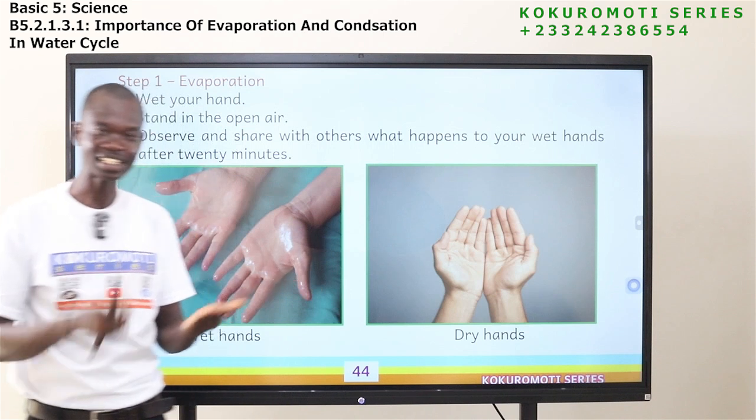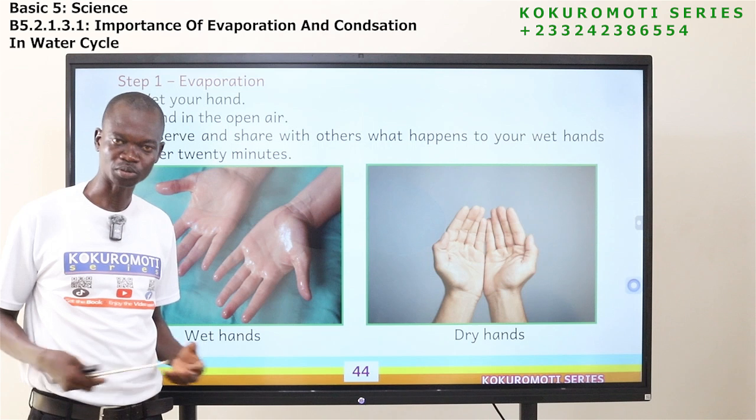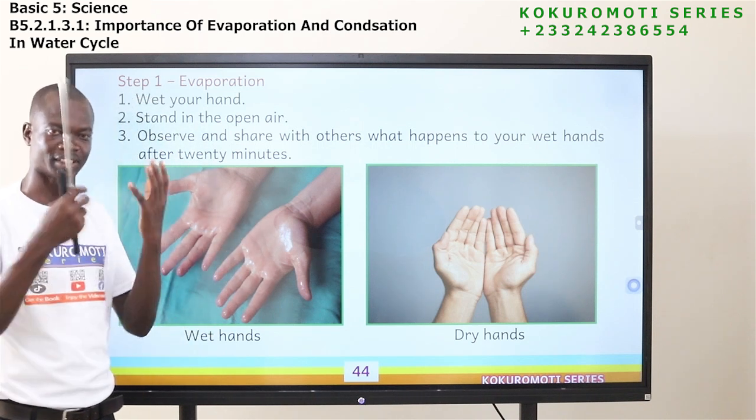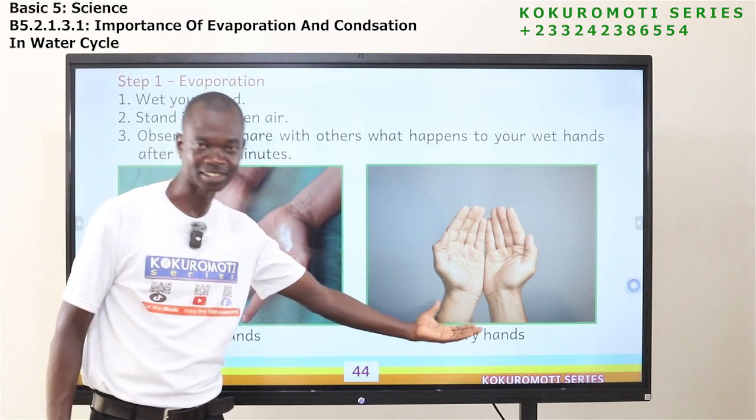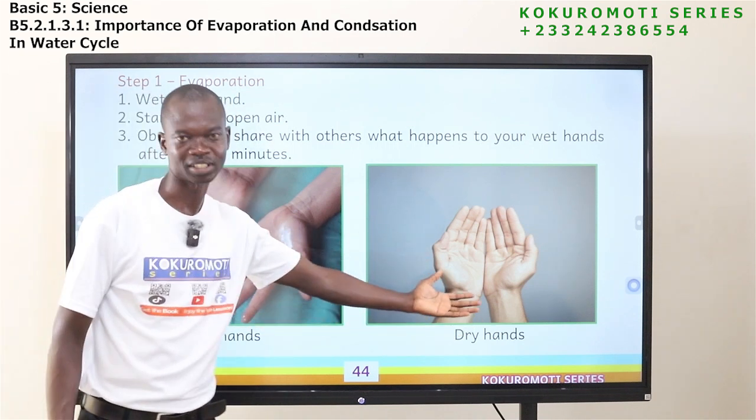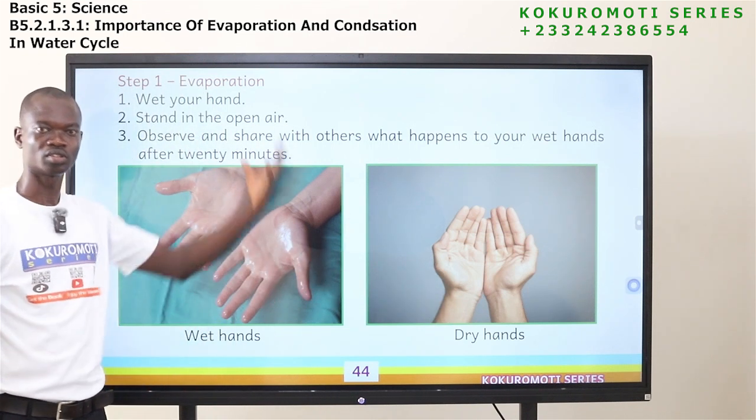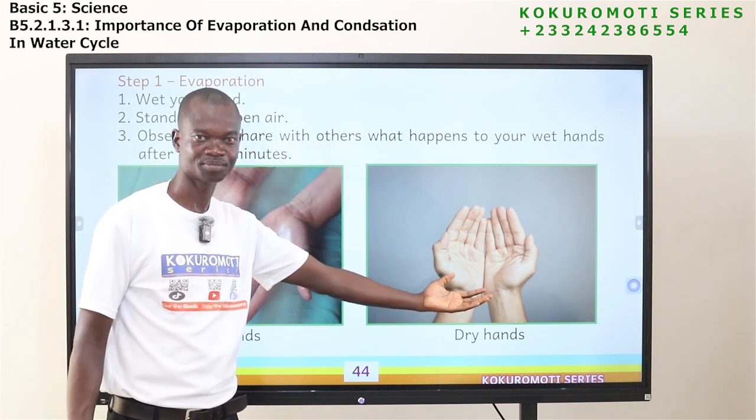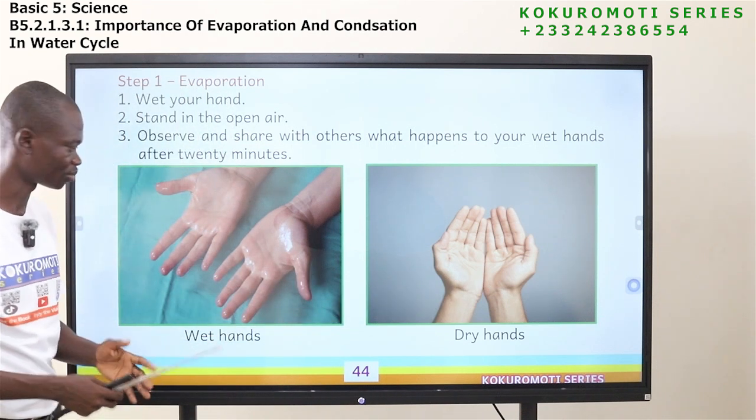The reason is that the heat in your body, the heat in the air around you will cause the water to evaporate. So this water, if your hand is like this, after some time it will become dry like this. You will not see the water again. The water will evaporate. The heat will cause it to what? To rise or turn into vapor. So evaporation needs heat before it can happen.